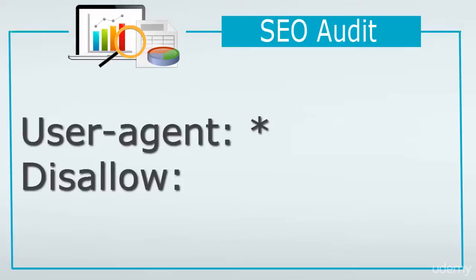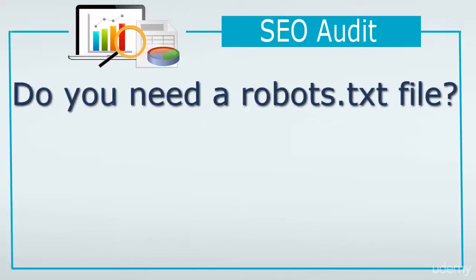The user agent specifies which robot this information is for. So if you only want Google to read this, or you only want Bing to take this into consideration, this is where you can specify that. However, just leaving this as is means any search bot can use this information. So like I mentioned, you may not even need a robots.txt file, so don't panic if you don't have one.